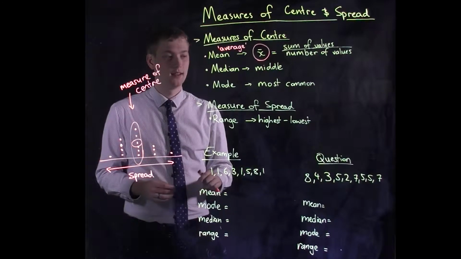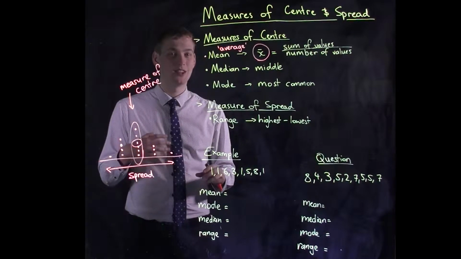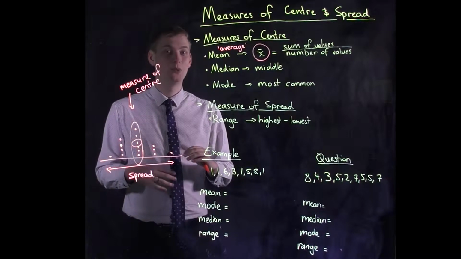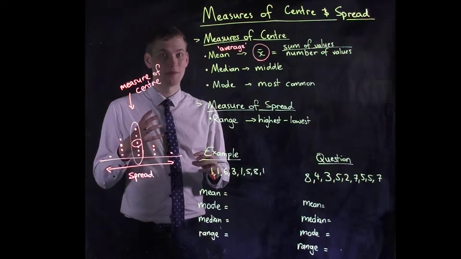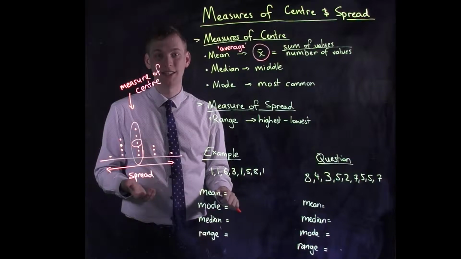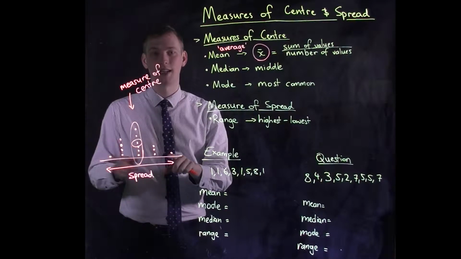Next, we have our measures of spread. And at this stage in maths, there's only one that we are really concerned with. When you get to year 9 and 10, you will look at things like interquartile range, which are perhaps more useful versions of measures of spread, but at the moment, range is all we need to know. And it's very simple to calculate. We just take the highest value and subtract the lowest value.